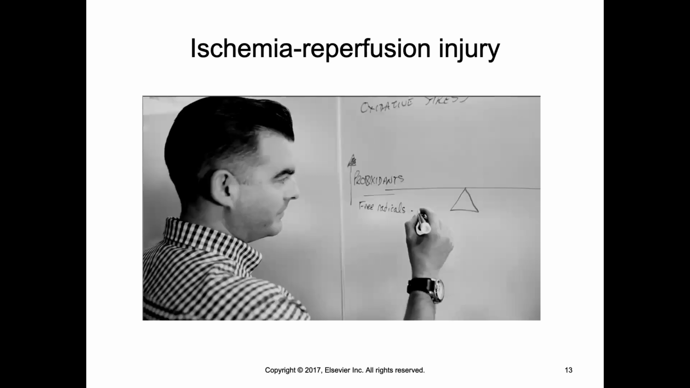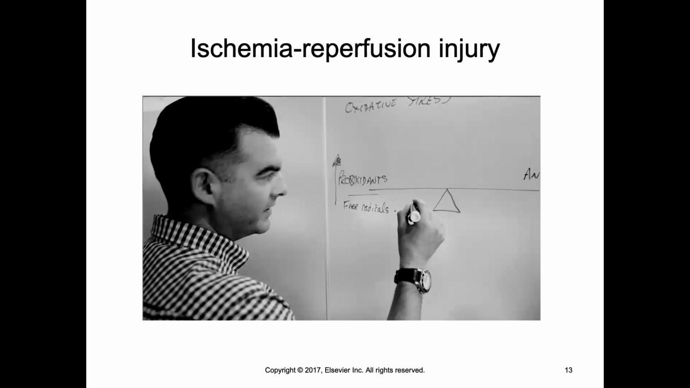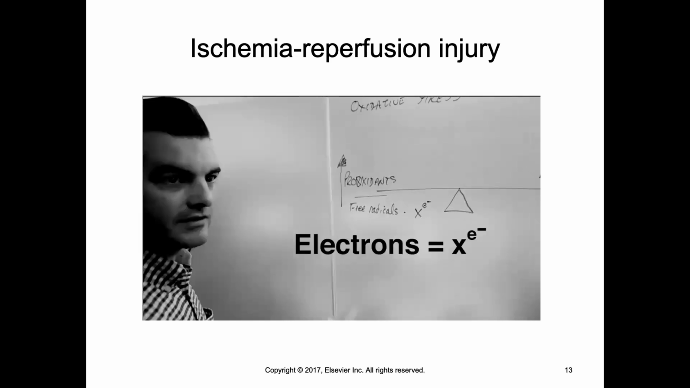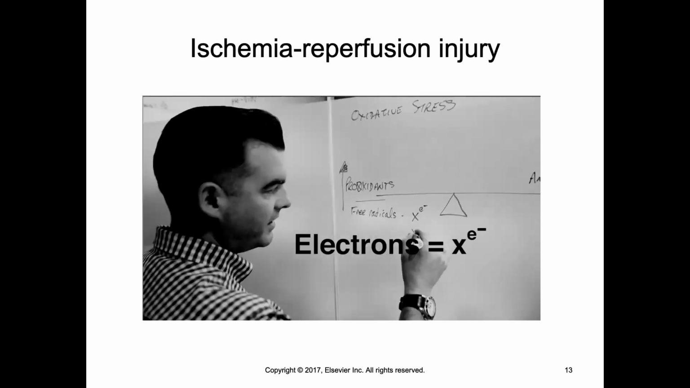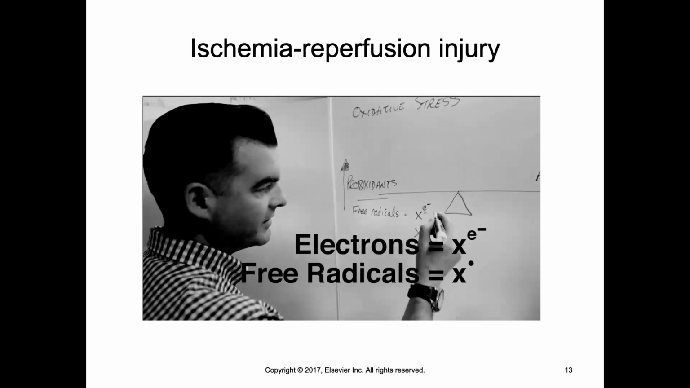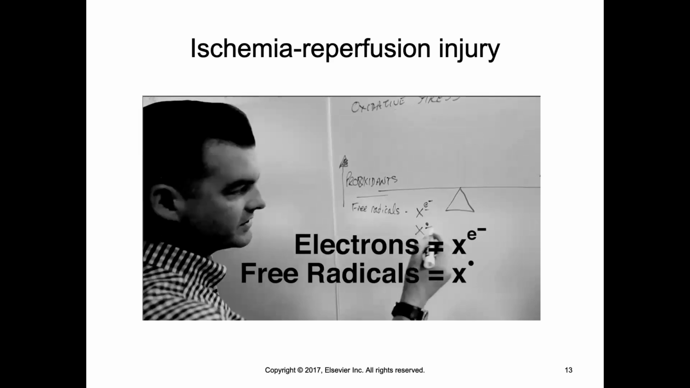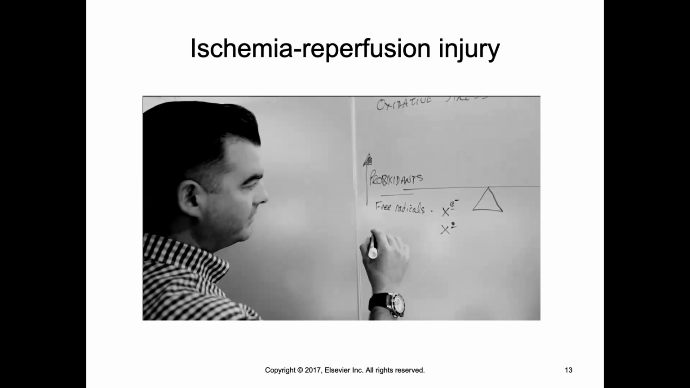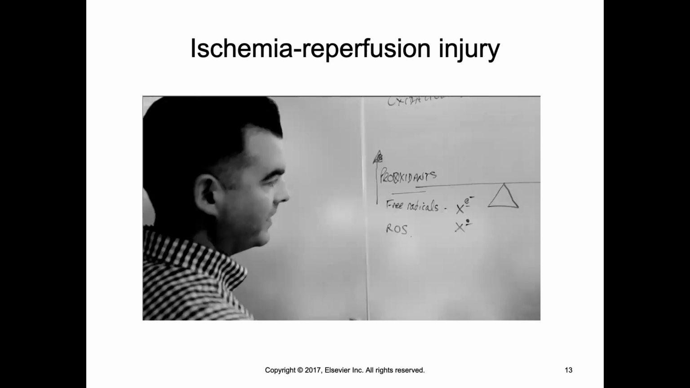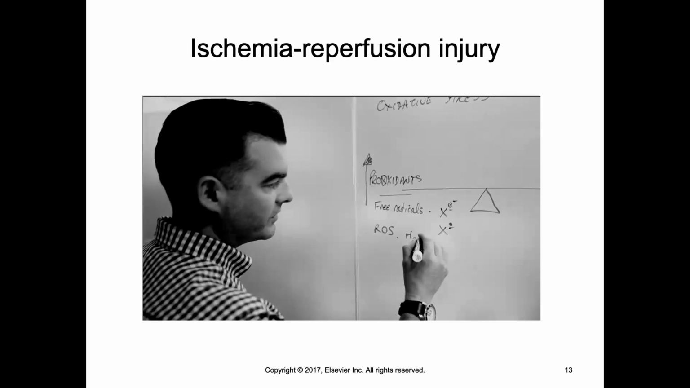So it would be a compound X that has an electron on it. And free radicals are denoted as a dot, essentially. So that's an electron, but we call it a free radical because it's got a dot on it. And then there are reactive oxygen species, things like hydrogen peroxide.